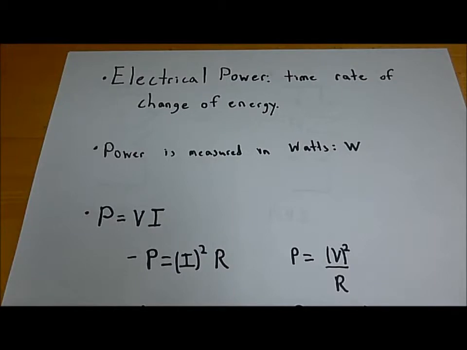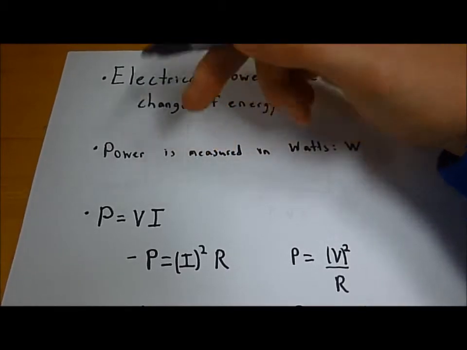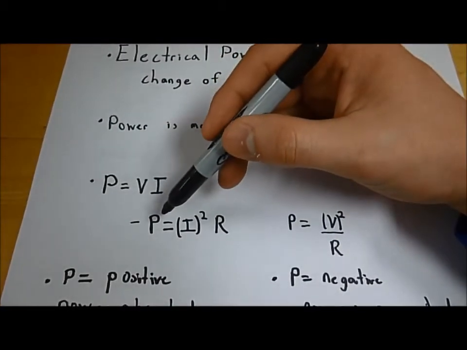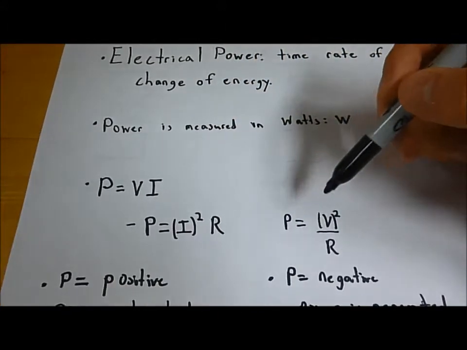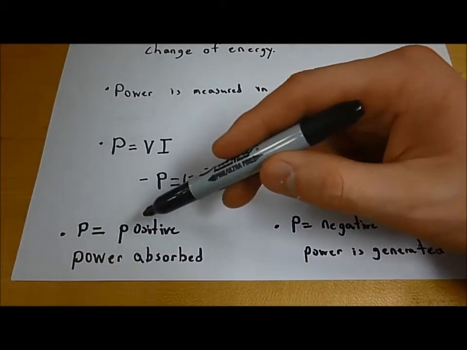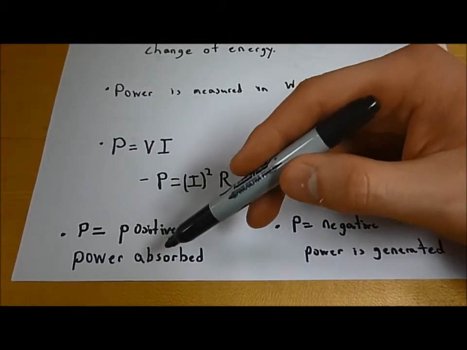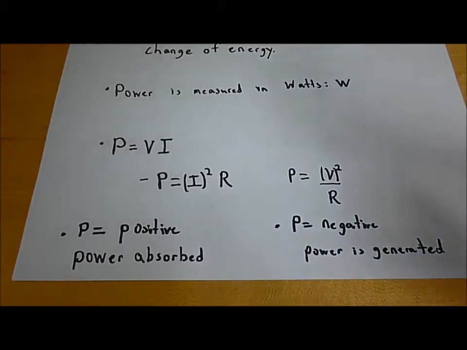Electrical power can be defined as the time rate of change of energy. Electrical power is measured in watts, which can be signified by an uppercase W. In circuits, power is equal to voltage times current. Or when substituting Ohm's law, power is equal to current squared times resistance, or voltage squared divided by resistance. When power is a positive number, power is absorbed. When power is a negative number, power is generated.